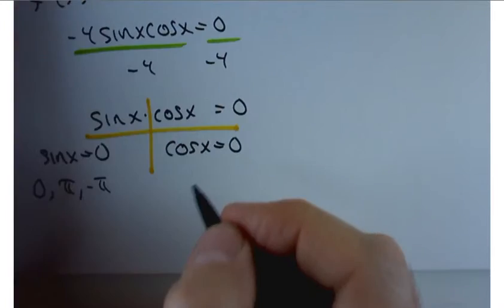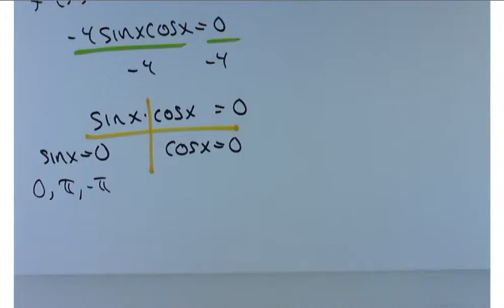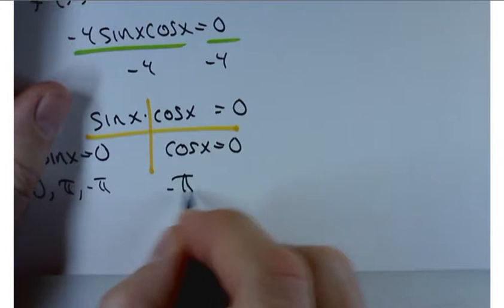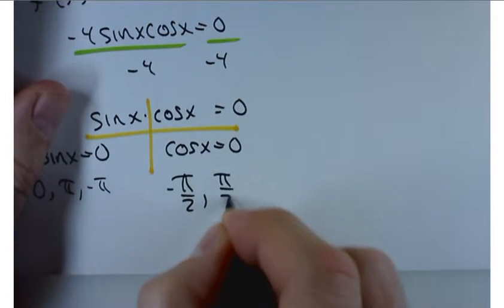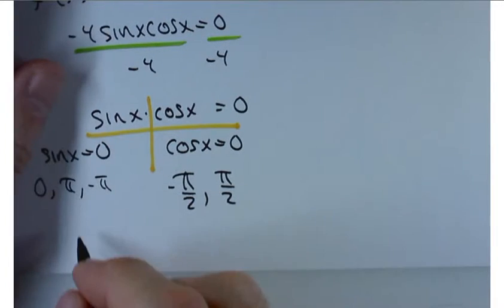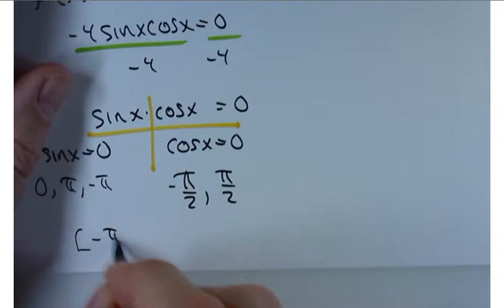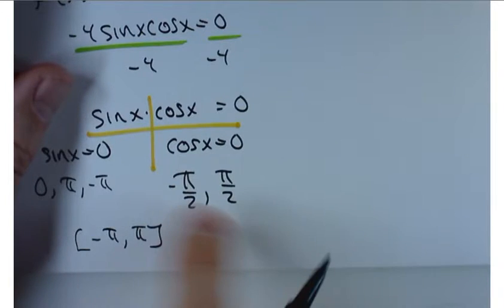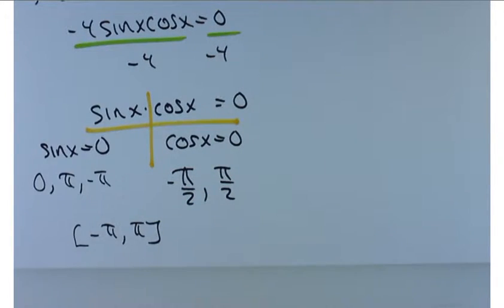Cosine's the x coordinate. Where is it going to equal 0? Negative pi over 2, pi over 2. And 3 pi over 2 is outside our interval. Remember, we wanted solutions on the interval negative pi to pi. So we're not going to have to go farther than this. Let's see if we can't confirm these results.